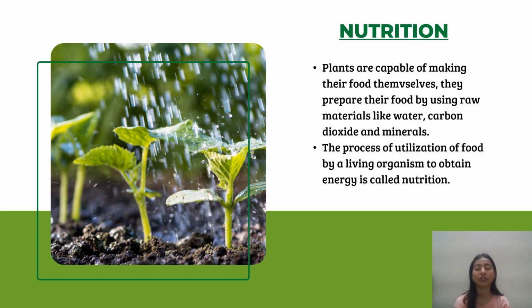So, what is nutrition? Nutrition is basically the process of intake of food and its utilization by the body. As you can also read here, the process of utilization of food by a living organism to obtain energy is known as nutrition. Plants are capable of making their own food themselves. They prepare their food by using raw materials like water, carbon dioxide, and minerals.